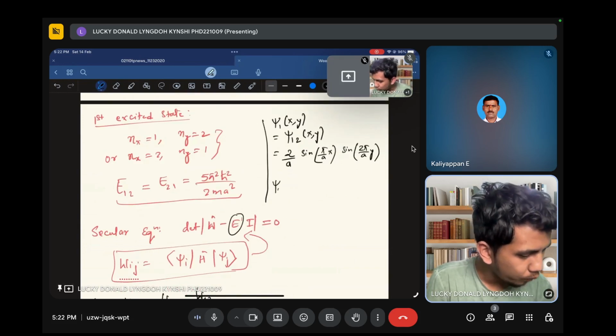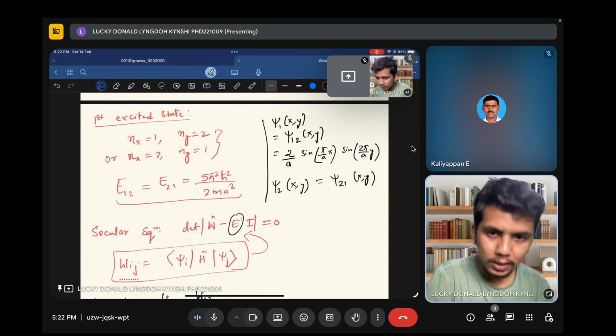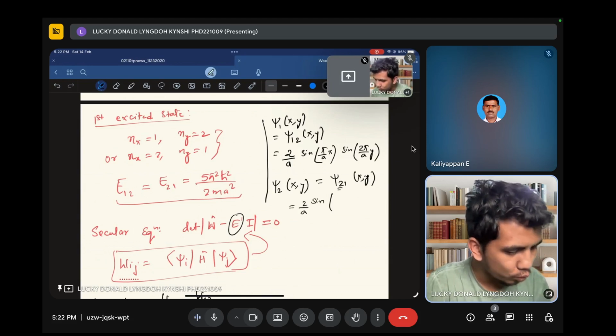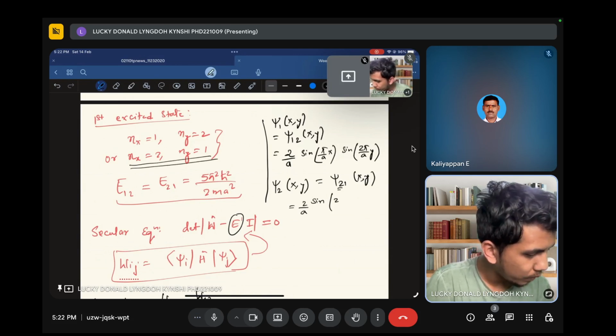Now psi 2, which is again a function of x, y, which you can write as psi 2 1 (x, y), because there are two states with the same energy. So psi 2 will be equal to 2 by a, the same thing, sine, but in this case n is equal to 2, that means in this section n is equal to 2. So that means sine 2 pi by a x and sine pi by a y.